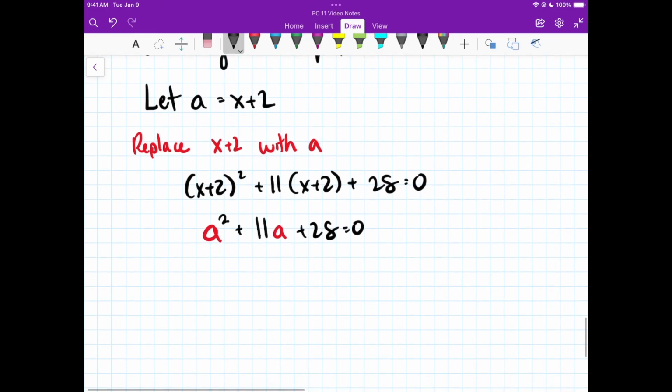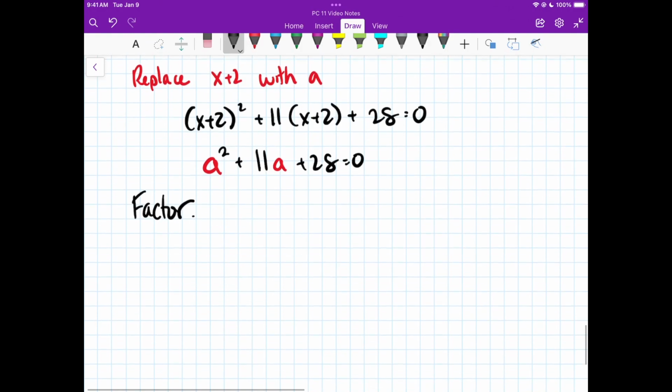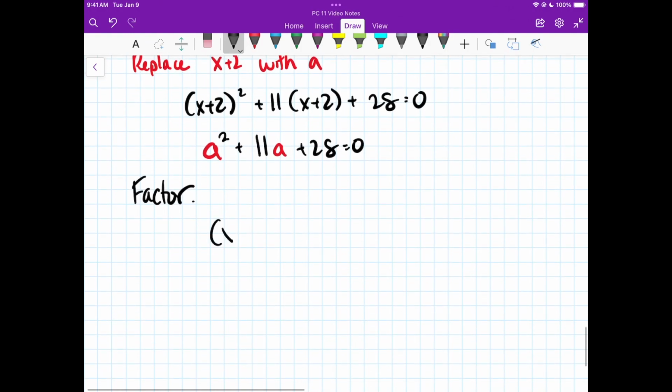So we can factor this just normally. So multiplying to 28, adding to 11, that's going to be x plus 4. Oh, sorry, it's not x, right? Remember, we swapped out the x. It's going to be a plus 4 and a plus 7 equals 0.